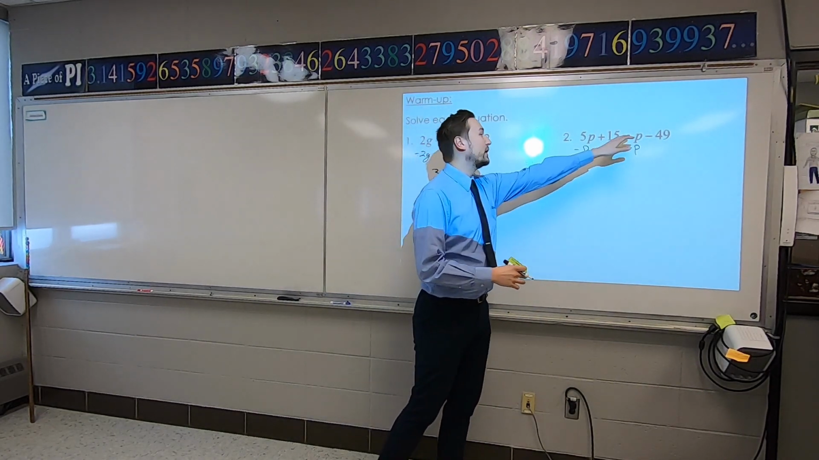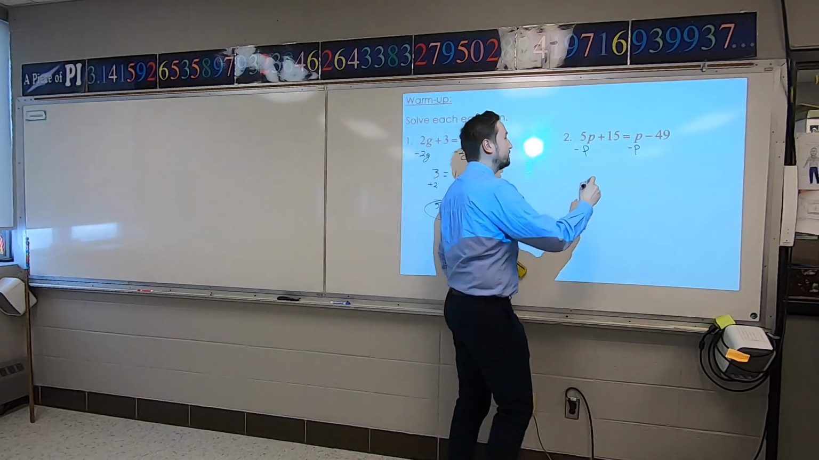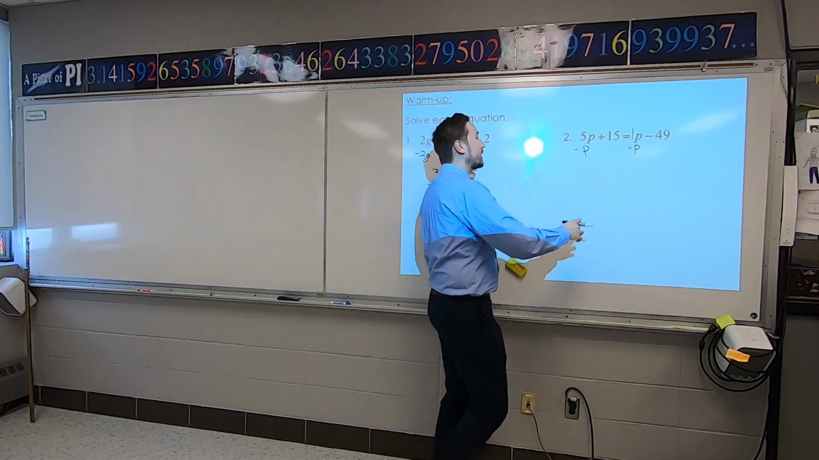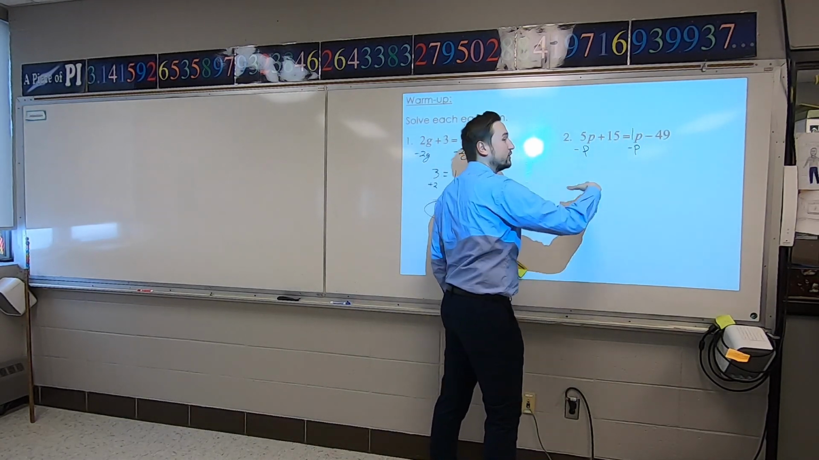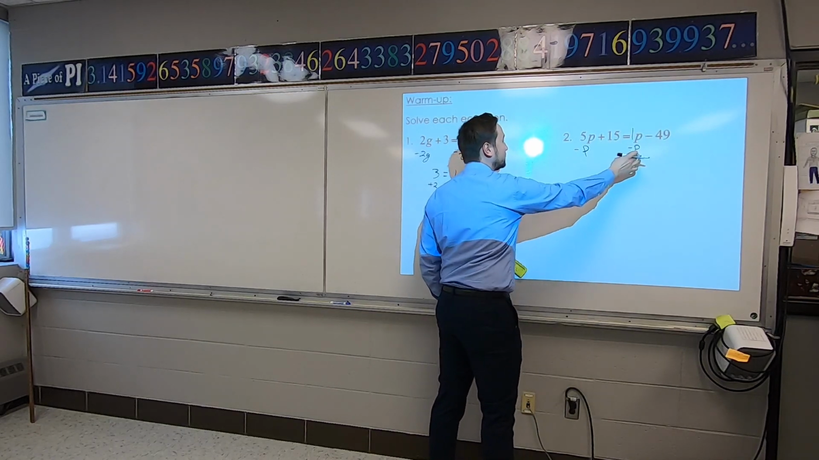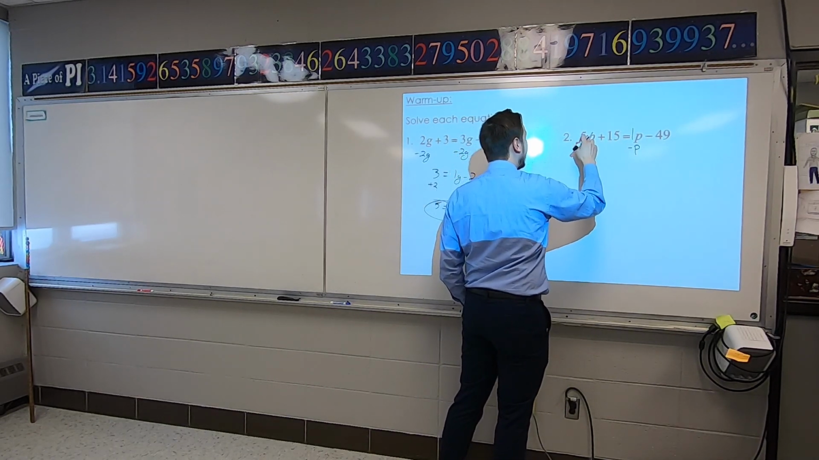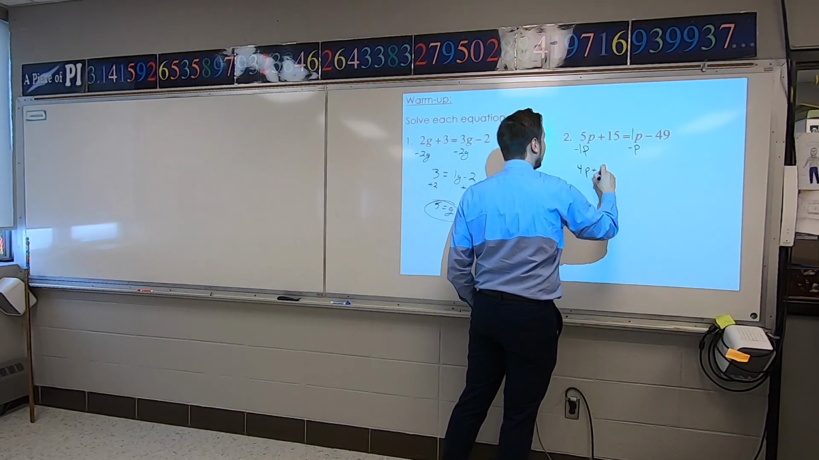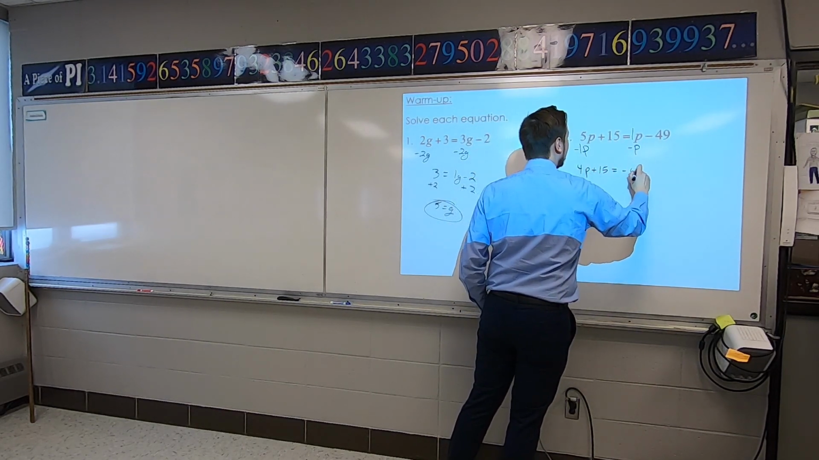Yes, remember that whenever we have a variable all by itself, there's just one of them. Whenever we got a variable by itself, it's just one. So we got that coefficient 1p, subtract p from both sides, 5 minus 1 equals 4p plus 15 equals negative 49.